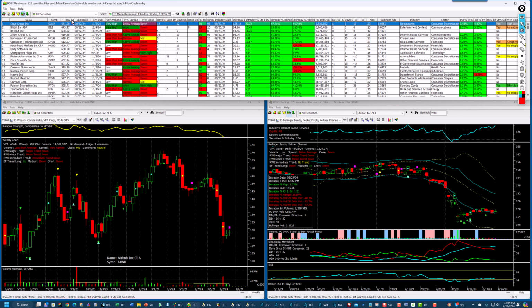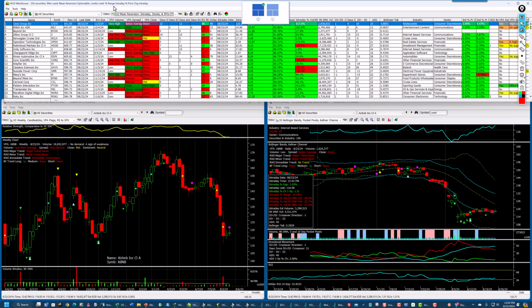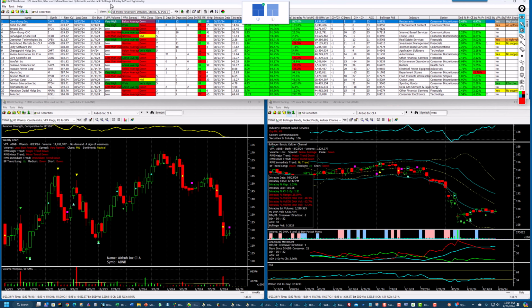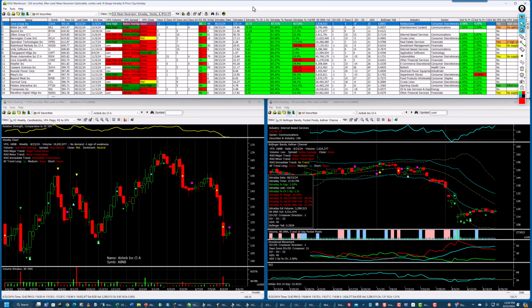And I'm going to sort on this, my percent range, the combo. Let me get this back in position. The combo is the percent range and the percent price change intraday. Now here's the Kava group.